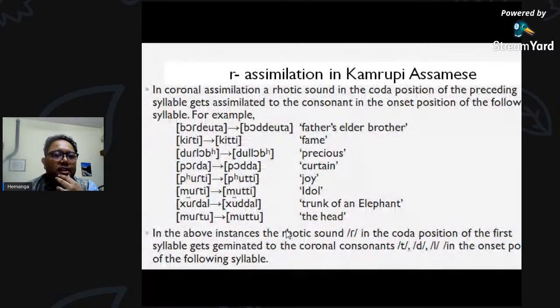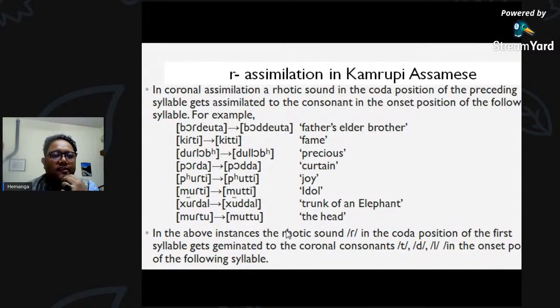Another feature you can see is the R assimilation in Kamrupi Assamese. Kamrupi is a dialect of Assamese spoken in the Kamrup region. So if you see things like Bordevta becoming Bodevta, Kirti becoming Kitti, Durla becoming Dulla, Poda becoming Podda, Purti becoming Putti, Murti becoming Mutti, Murtu becoming Muttu. So here you can say the R turns into the stop.